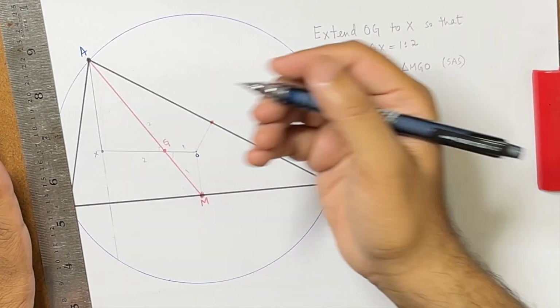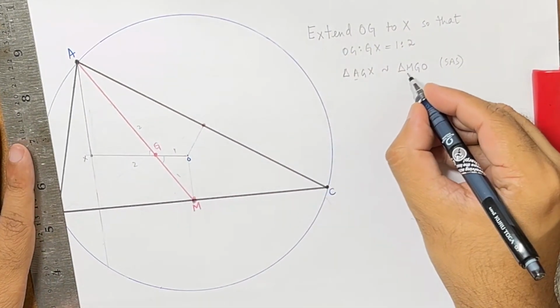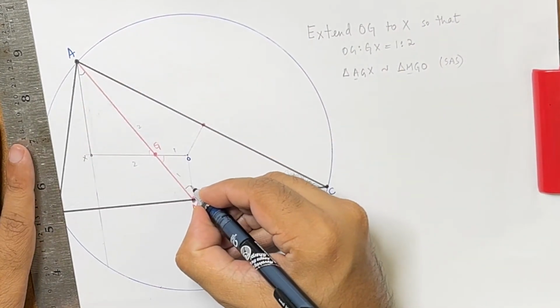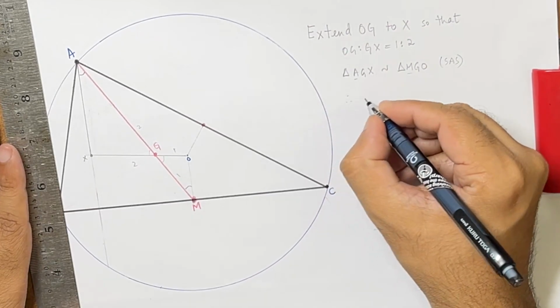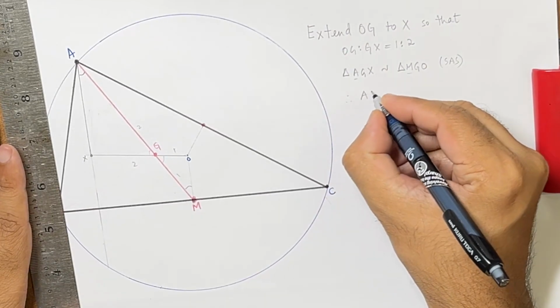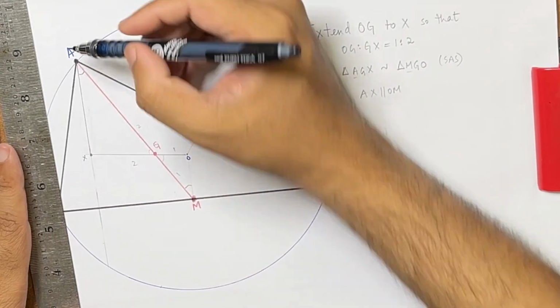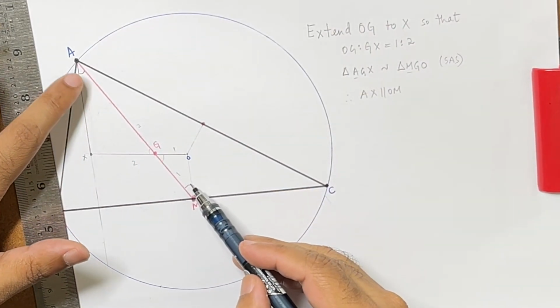But if they are similar, then corresponding angles must be equal. So angle A must equal angle M. So you must have this angle equal to this angle. Okay, so therefore we have AX parallel to OM. You might be wondering, how did we get that? This is the alternate angle condition. Saying these two angles are equal implies these two lines are parallel.